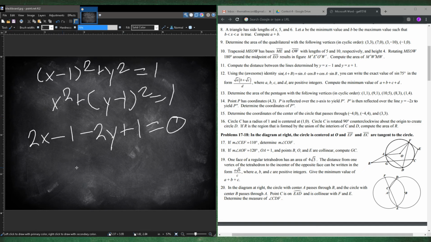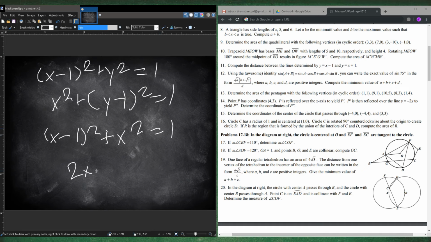So you basically get 2x is equal to 2y, so x is equal to y. So basically they're saying x is equal to y. So substituting that back into one of our equations, let's say our y here is equal to x, so (x - 1)^2 + x^2 = 1, so that's 2x^2 - 2x + 1 - 1 = 0. So distribute out the 2x to get 2x(x - 1).